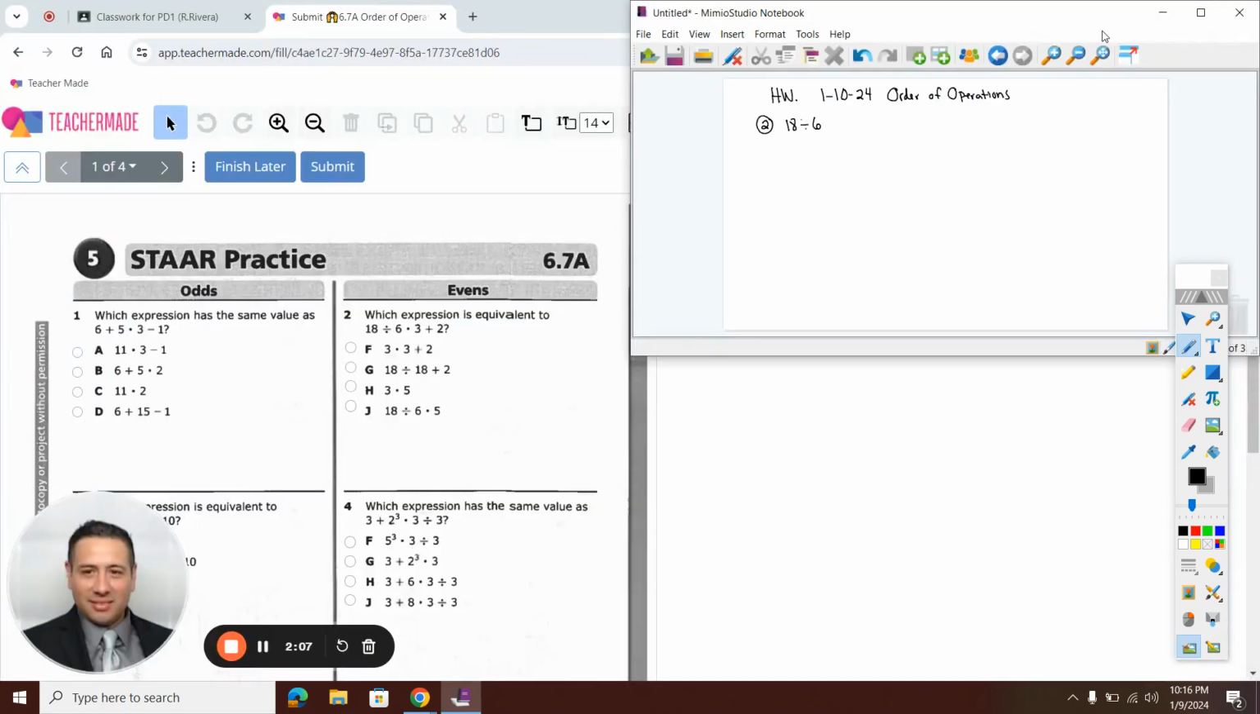Let me split the screen for us here. So we have 18 divided by 6 times 3 plus 2. Okay? So if you notice, we have a division, a multiplication, and addition. We need to follow the order of operations. The strategy that we'll be using for that will be called PEMDAS.